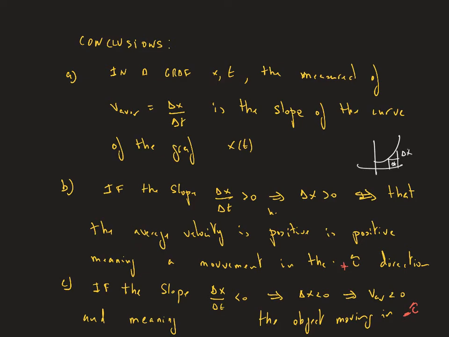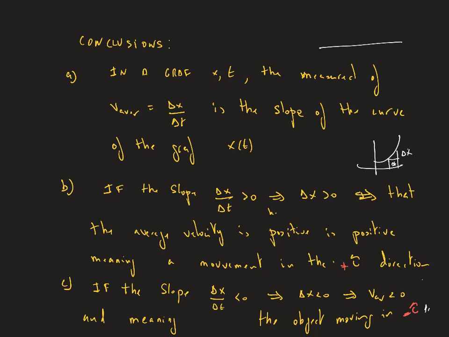But if delta x divided by delta t is negative, because delta t is always positive, delta x will be negative. And this will mean that the average velocity will be negative. And a negative velocity means that the object is moving in the direction minus i. Okay, this is the direction. Minus i is going in the x-axis, moving in the minus i direction, the negative direction.